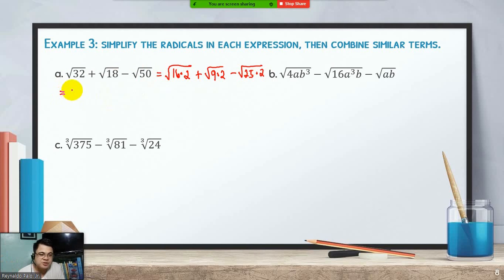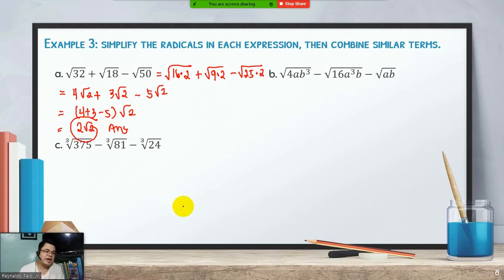So square root of 16 is 4 square root of 2, plus square root of 9 is 3 square root of 2, minus square root of 25 is 5 square root of 2. Then as you can see, they are already similar radicals. Therefore, we can combine the coefficients. We have 4 plus 3 minus 5 square root of 2. So 4 plus 3 is 7, minus 5 is 2 square root of 2. This will be now your final answer. Alright?